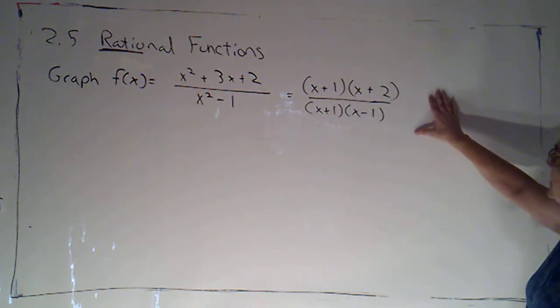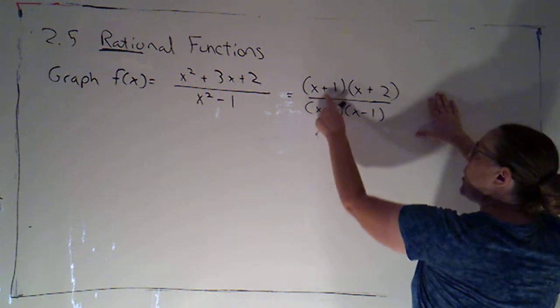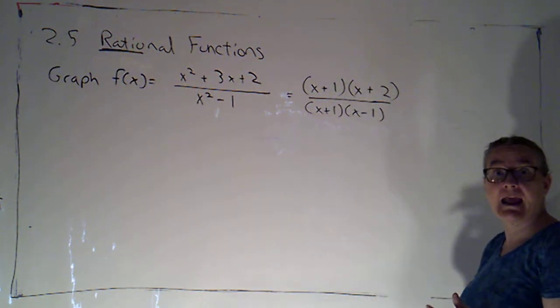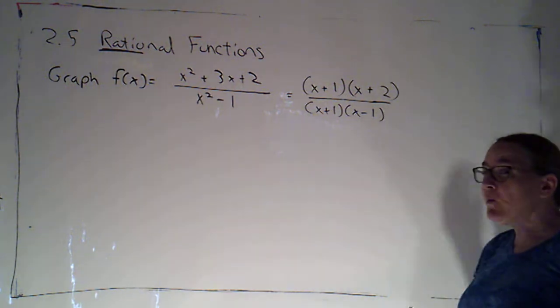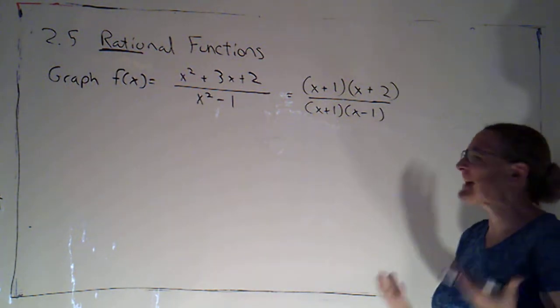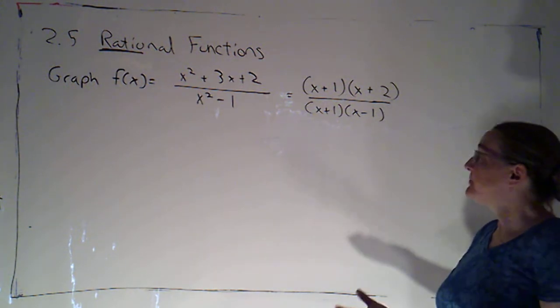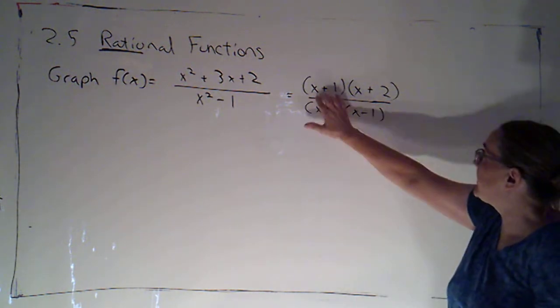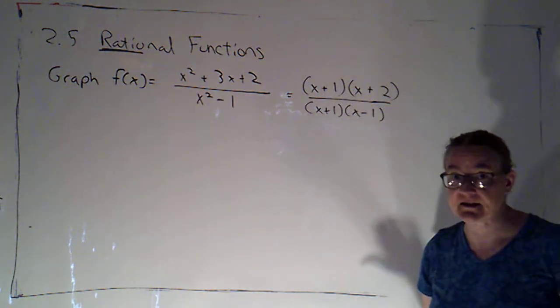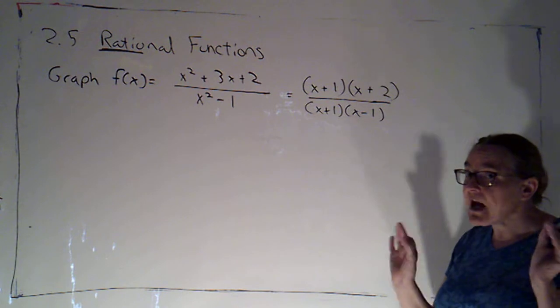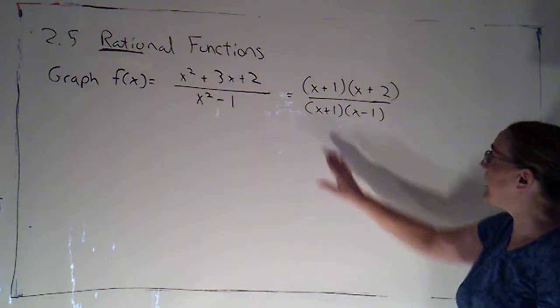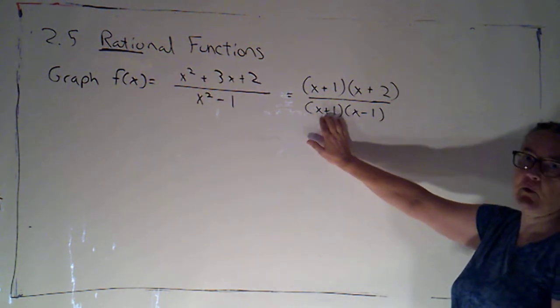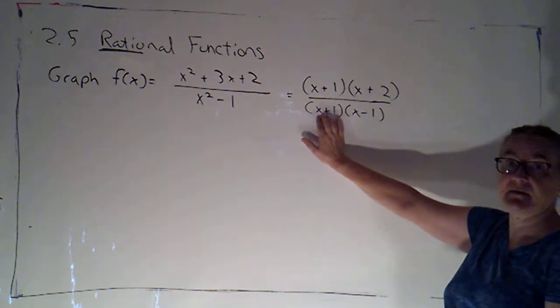And now I can notice there's an x plus 1 on both the top and the bottom. Now, almost always, that's going to just reduce to 1. If x is 5, that becomes 6 over 6, and 6/6 is 1. The only time that wouldn't reduce to 1 is if x was negative 1, because that would make both the top and the bottom 0.